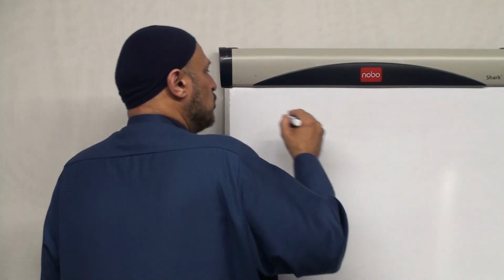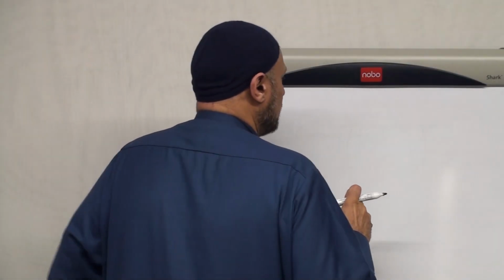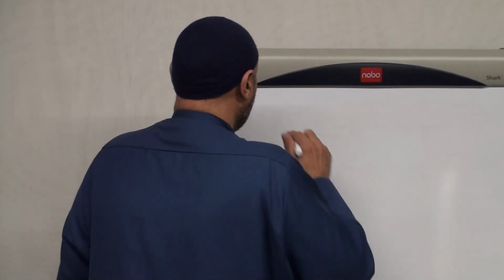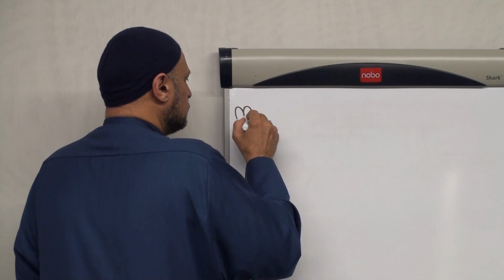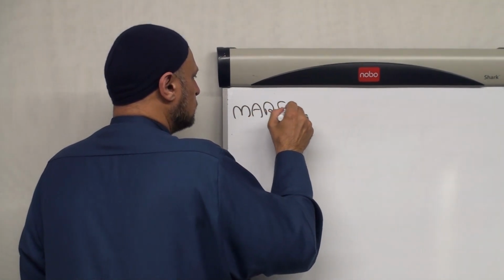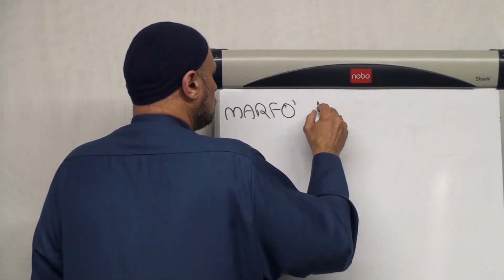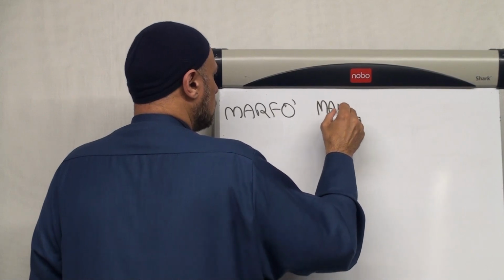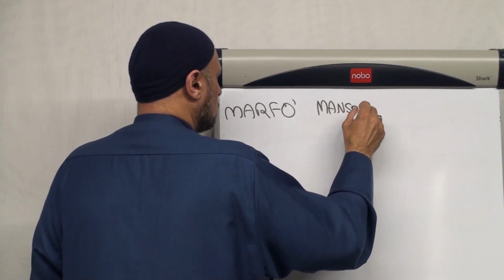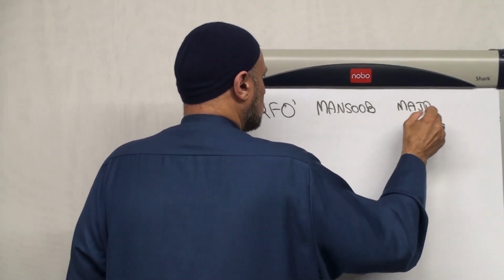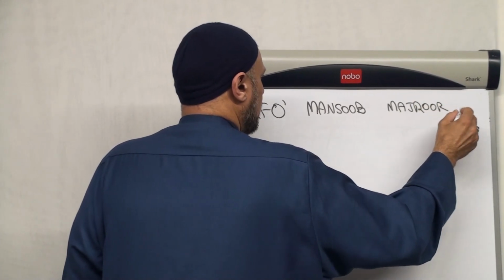I'm going to write in English as well, for the sake of those people who do not understand Arabic. So we have 4 grammatical positions in the Arabic language. We have marfu', we have mansoob, we have majroor, and we have majzoom.